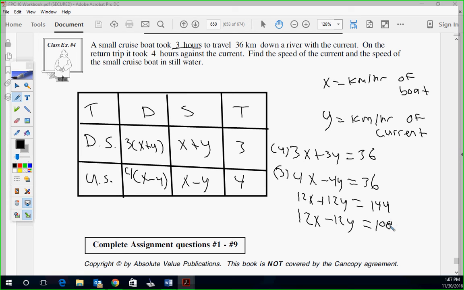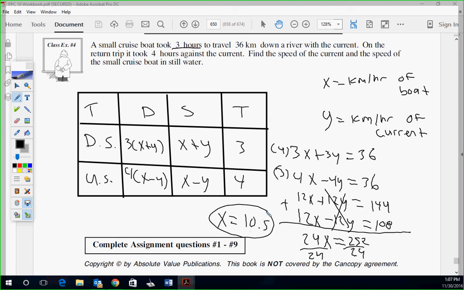Okay, now you kind of see a weird thing. We can add or subtract. If I subtract, the 12x's will cancel. If I add, the 12y's will cancel. Just add. I like that. Okay, we'll add. So that means 24x equals 252, and we divide. x is 10.5. So the speed of the boat was 10.5 kilometers an hour.